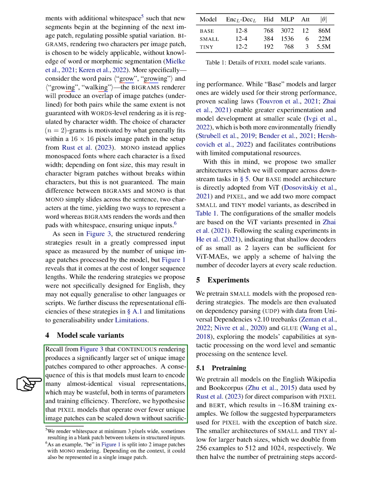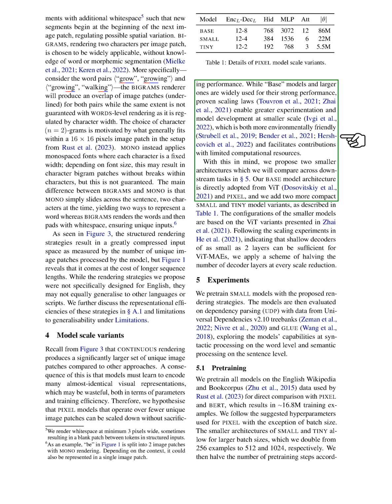While base models and larger ones are commonly used due to their strong performance, proven scaling laws allow for more experimentation and model development at a smaller scale. This is not only more eco-friendly but also encourages contributions from those with limited computational resources. With this in mind, we propose two smaller architectures that we will test across various tasks.